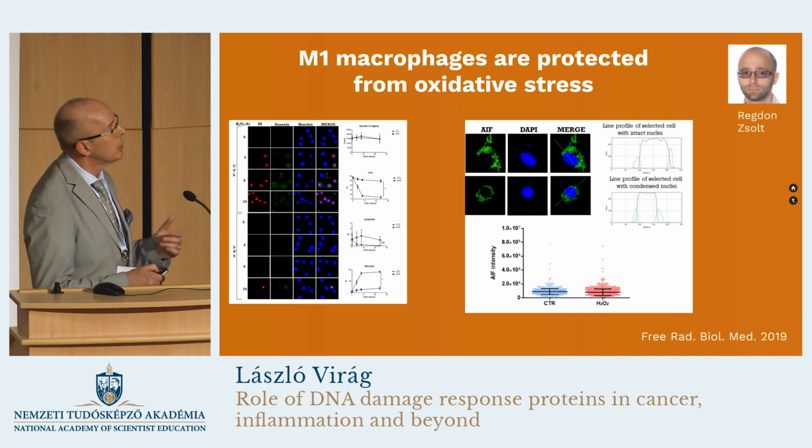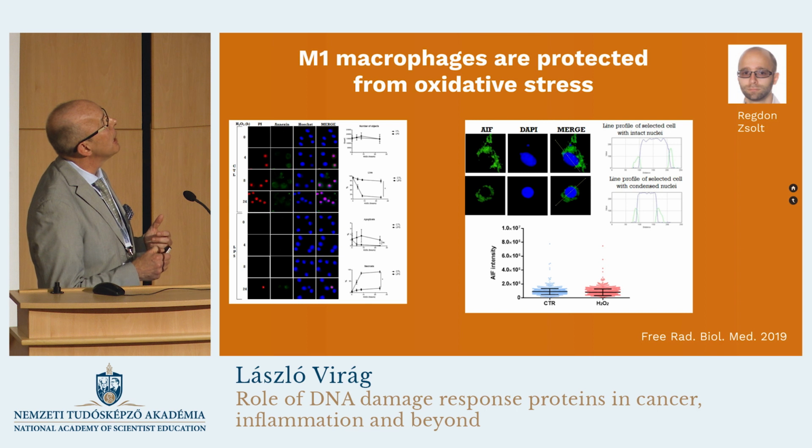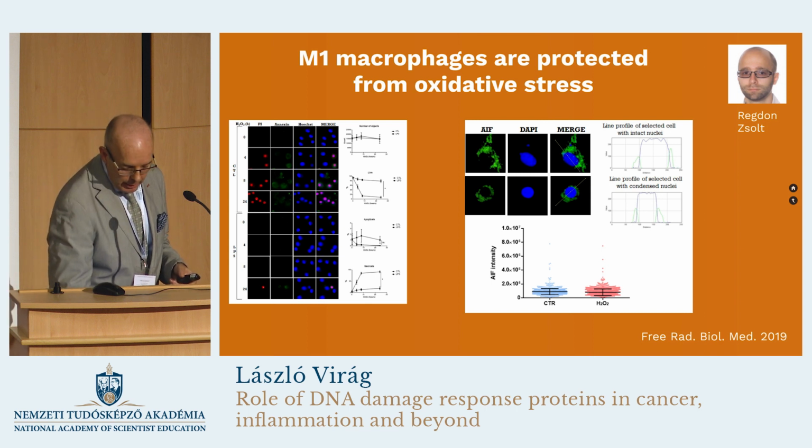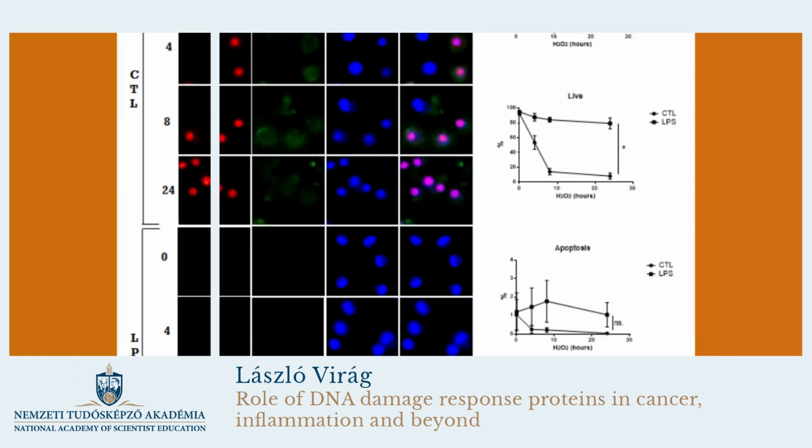the oxidative stress. Because these M1 inflammatory macrophages must work in an inflammatory environment, they must be resistant to oxidative stress. And indeed they are. These are just regular macrophages. The red color indicates cell death, and they can be killed, as you can see. But if we send them towards the M1 phenotype, hardly any cell dies. You can see the striking difference here between resistant and sensitive cells.